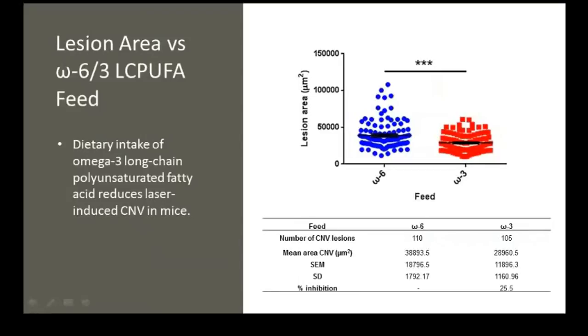After determining the optimal parameters for both the machine and mice, we applied this model to evaluate the effects of dietary intake of omega-3 long-chain polyunsaturated fatty acid on laser-induced CNV lesions. We began the omega-3 or omega-6 long-chain polyunsaturated fatty acid-enriched diet 1 week before laser photocoagulation and collected the choroids 7 days after laser shot. The quantification results suggest omega-3 long-chain polyunsaturated fatty acid suppressed laser-induced CNV development and may have beneficial effects on neovascular AMD.